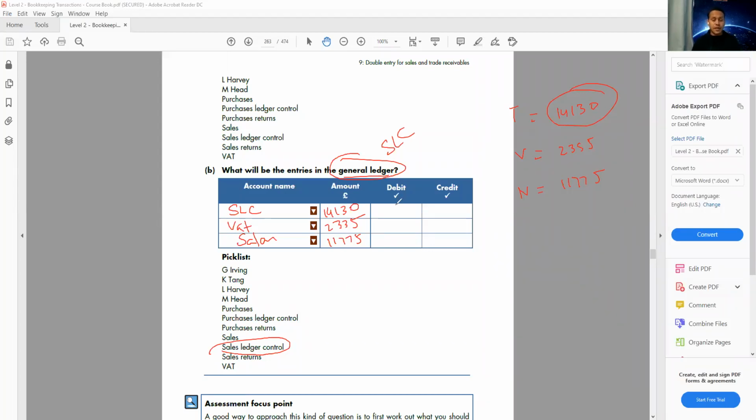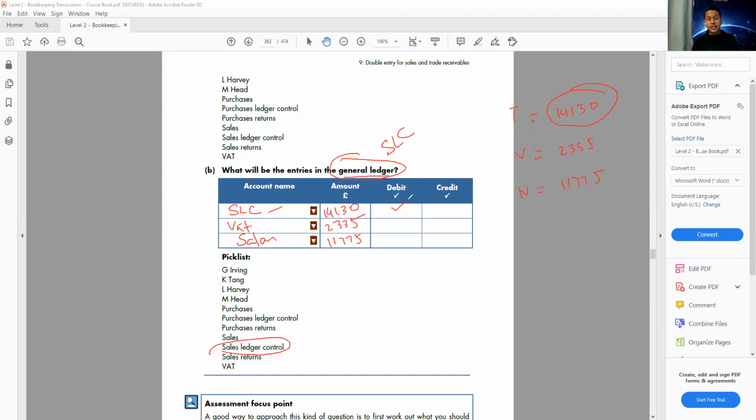Okay, the next question is, sales ledger control, will it be debit or credit? 14,130 sales ledger control, the first one, will it be debit or credit? That will be debit. This is my asset, isn't it? Same thing. That's my total asset. So I'm going to say that's my debit. That's my asset. Very well done, Sharon. So this is my asset.